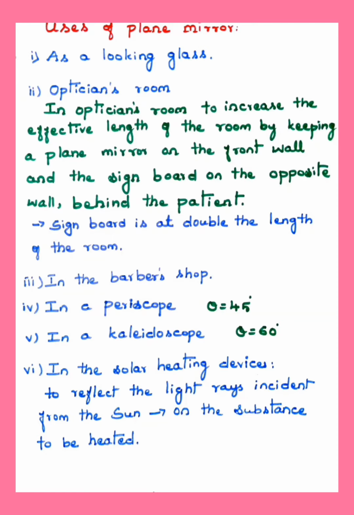Even mirrors are used in solar heating devices to reflect the light rays incident from the sun on the substance to be heated up. In solar panels they use mirrors to reflect the light rays so that the substance gets heated up. So these are the important points we have covered from optics.